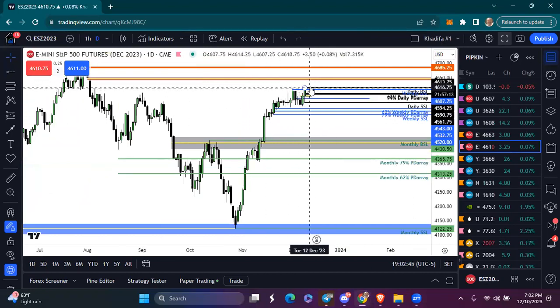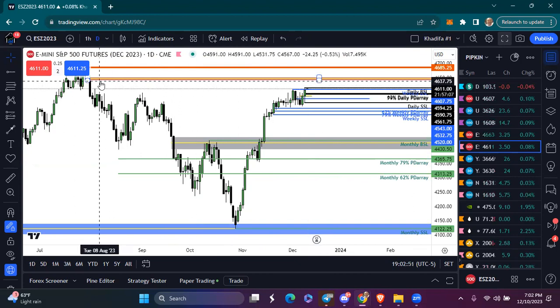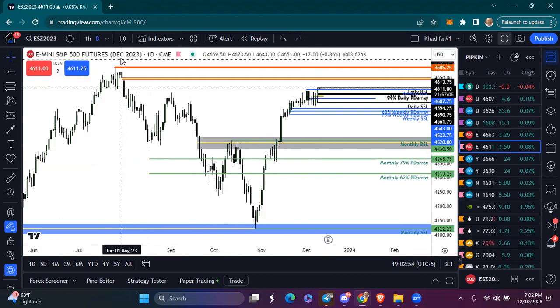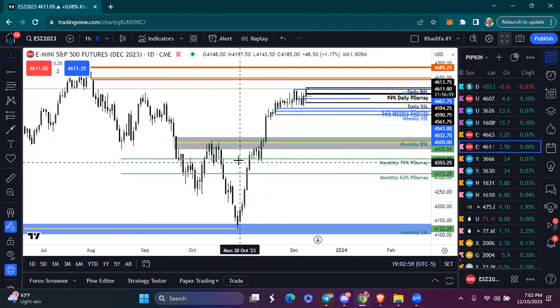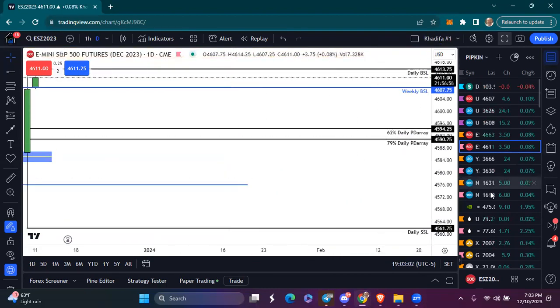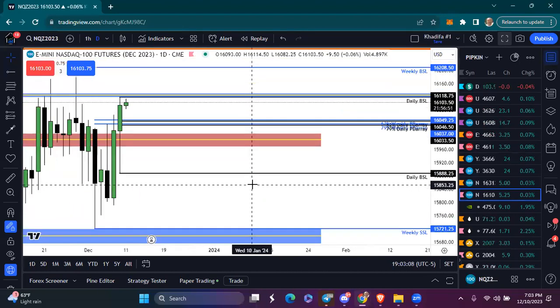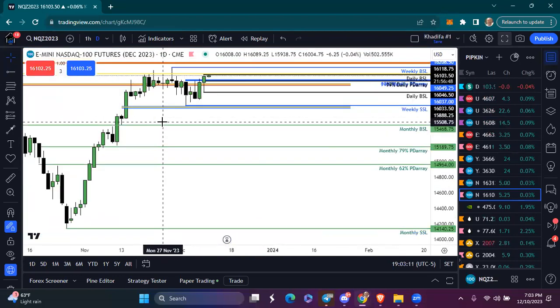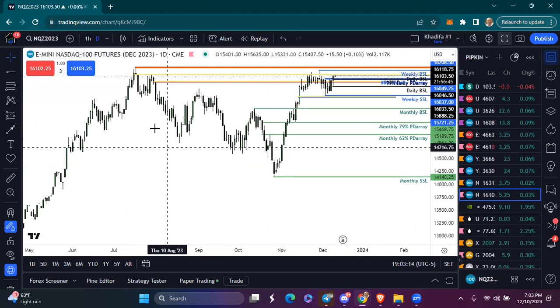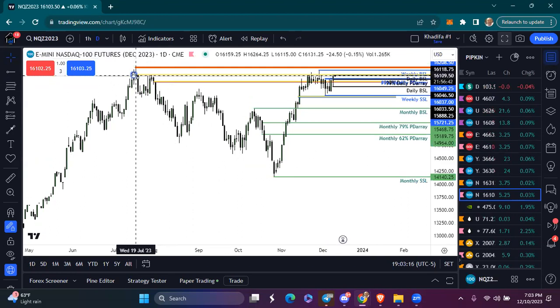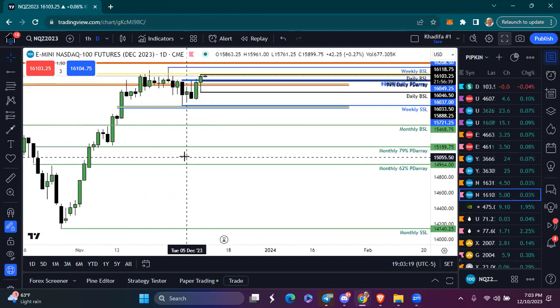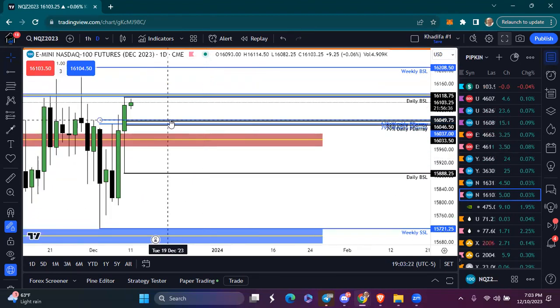I would like to see ES, E-mini S&P 500 reach up into this daily volume imbalance that we see here and possibly even run this high from July the 27th of this year. Cool beans, cool beans. And last but not least, NQ, E-mini NASDAQ 100 futures. I am bullish as well. I would like to see us run this all-time high from July the 19th of this year and continue higher to set a new all-time high for this week, right?